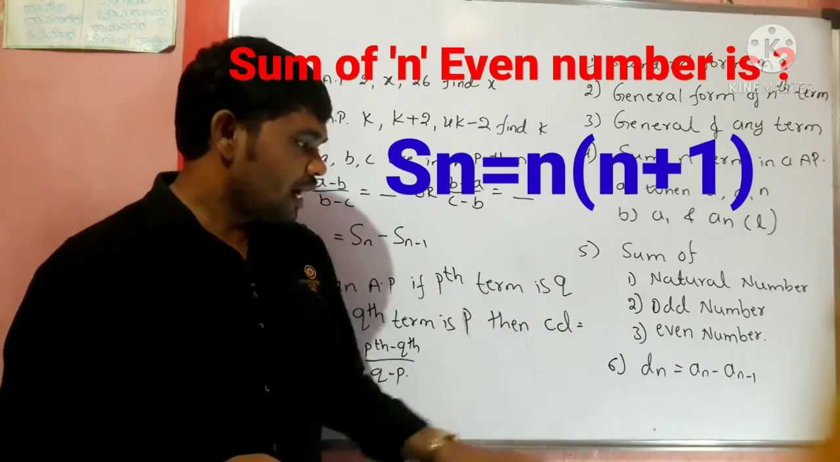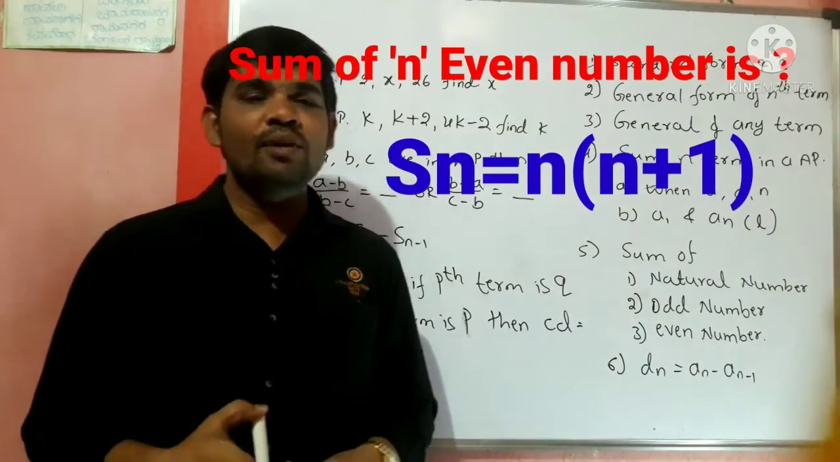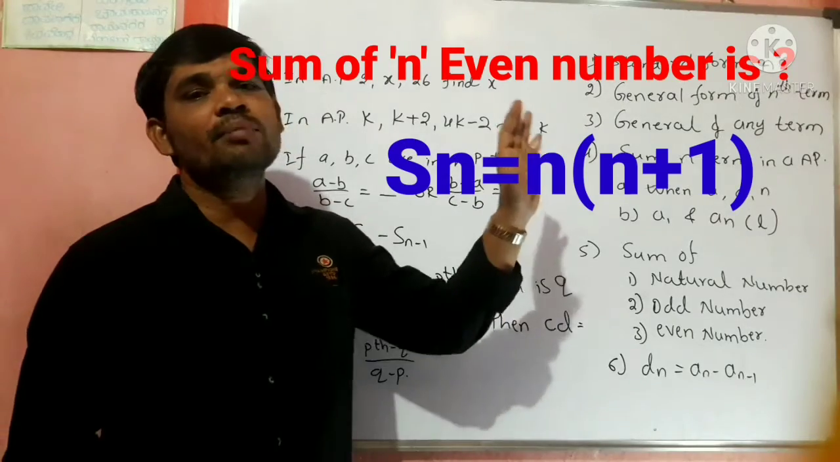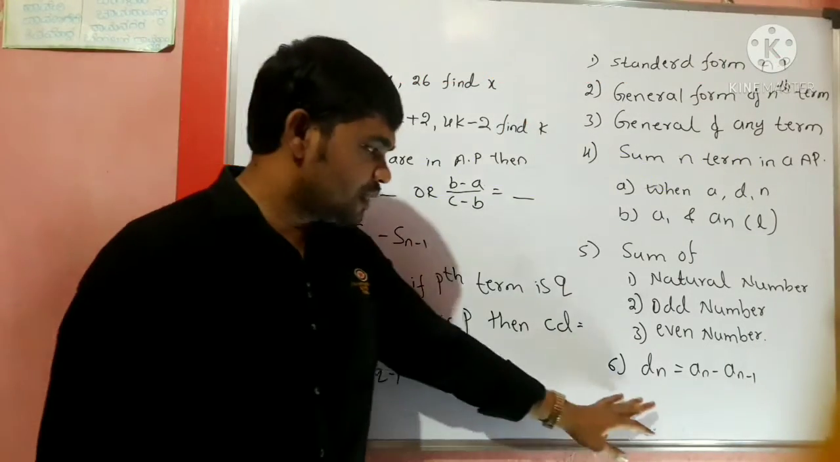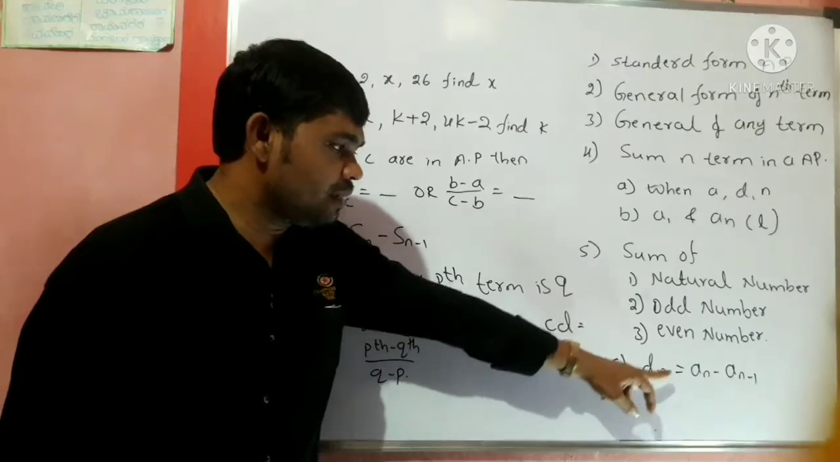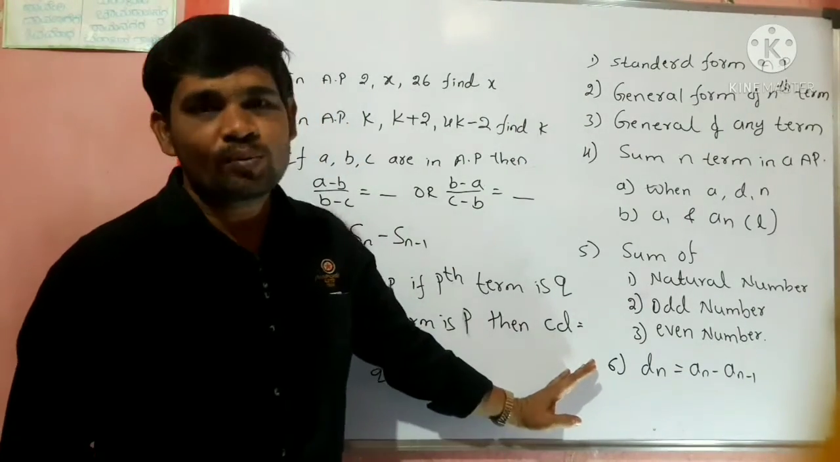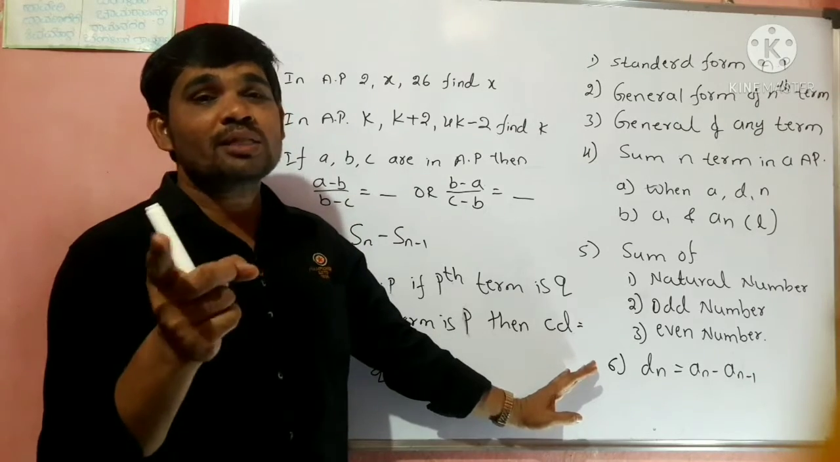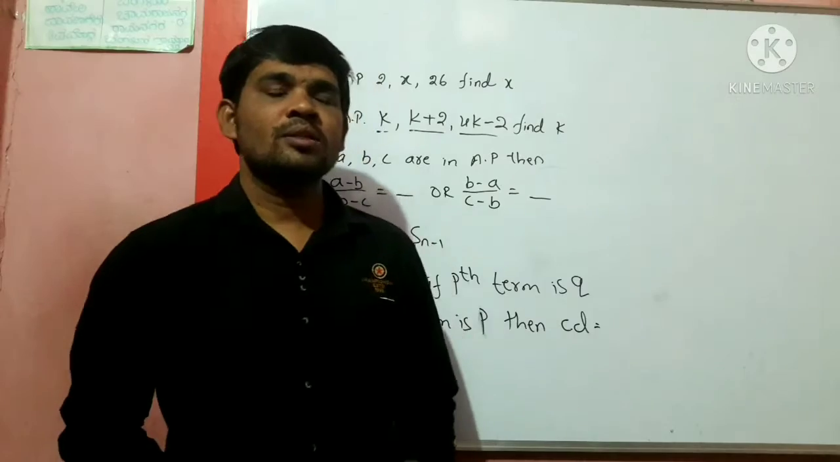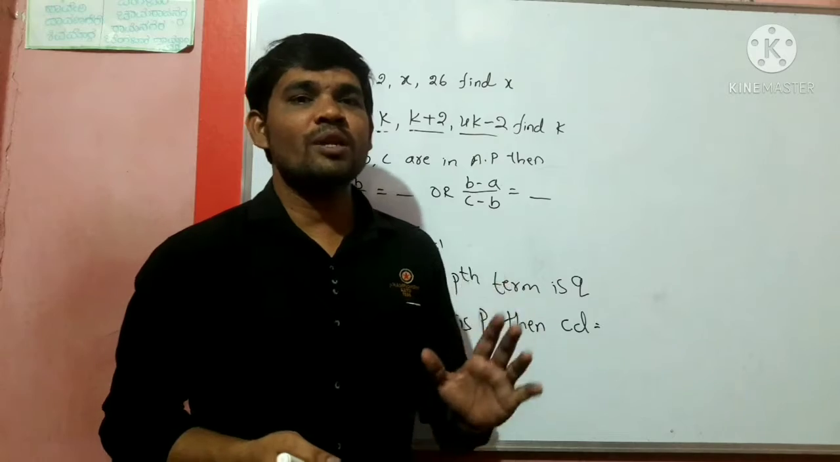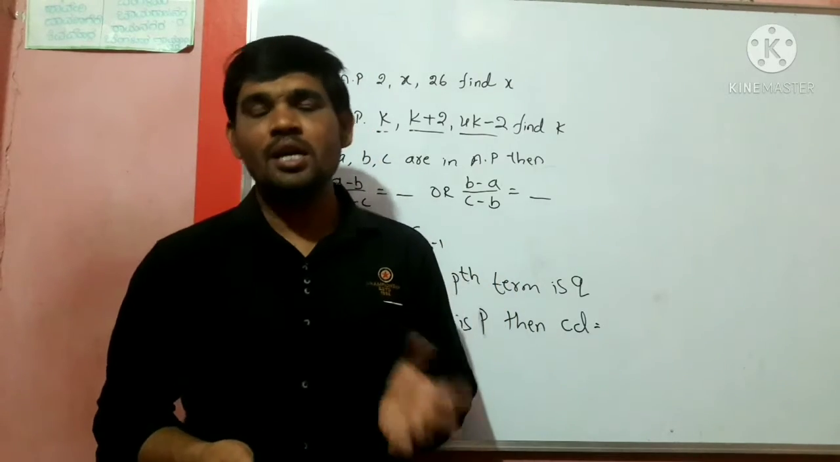And one more question, that is common difference. If the nth term and the n minus 1 term are given, then the common difference dn is equal to an minus an minus 1. These are the questions based on the formula. They may ask for a formula as a 1 mark question in your board exam. So now you know what formulas will be asked for 1 mark as well as multiple choice questions.